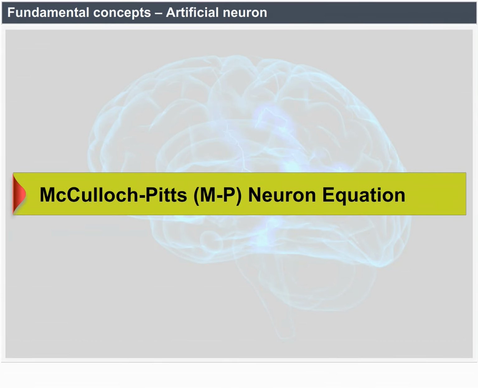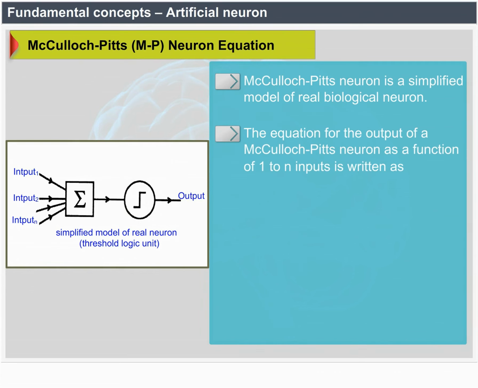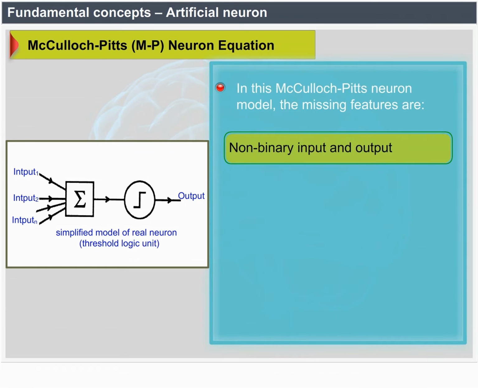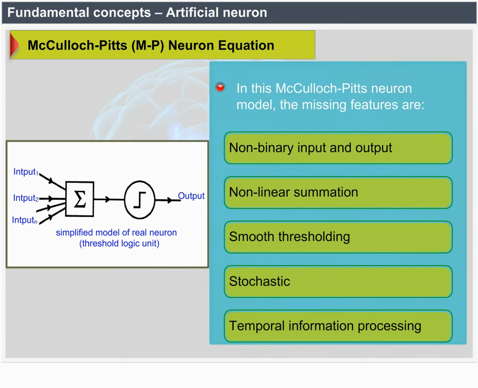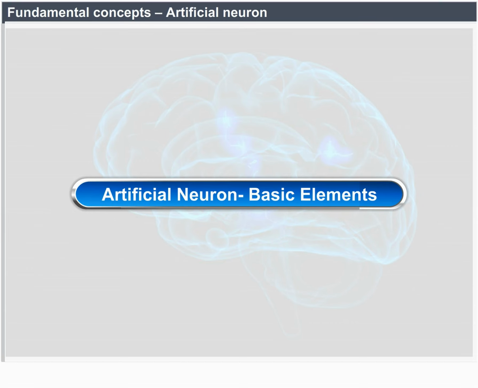McCulloch-Pitts (MP) neuron equation. McCulloch-Pitts neuron is a simplified model of a real biological neuron. The equation for the output of a McCulloch-Pitts neuron as a function of 1 to n inputs is shown below. In this McCulloch-Pitts neuron model, the missing features are non-binary input and output, nonlinear summation, smooth thresholding, stochastic, temporal information processing.